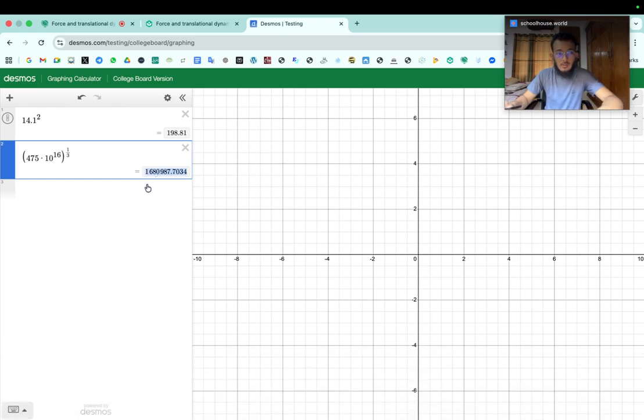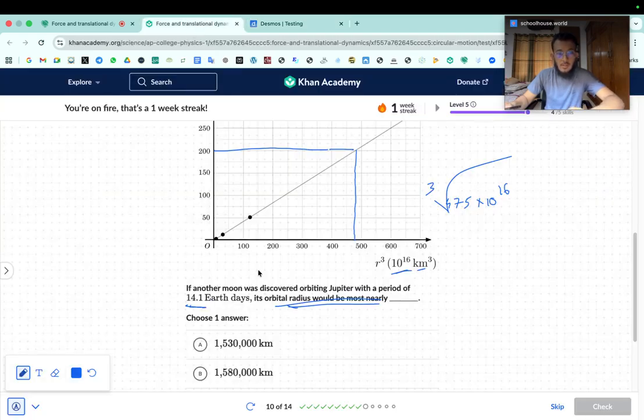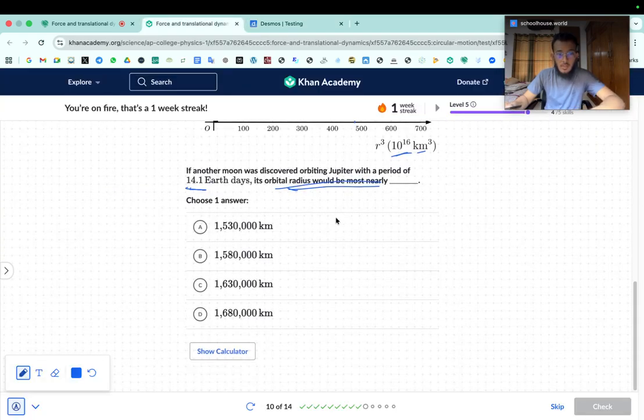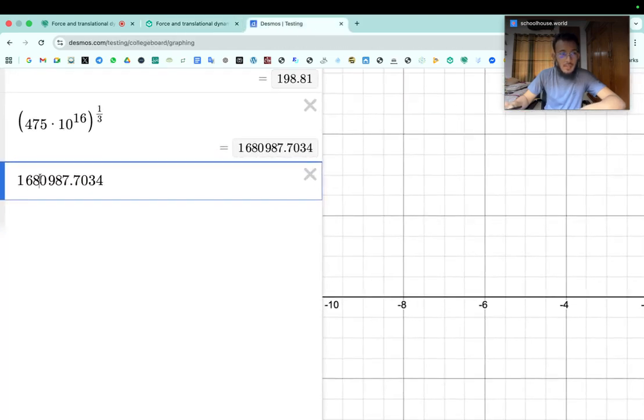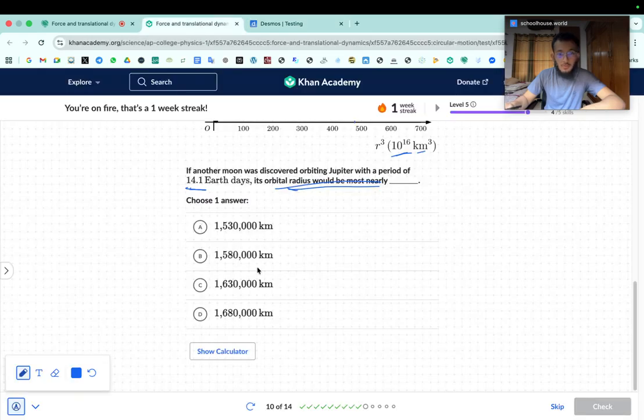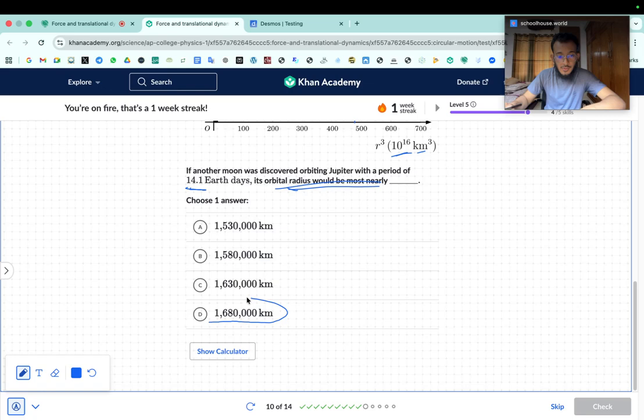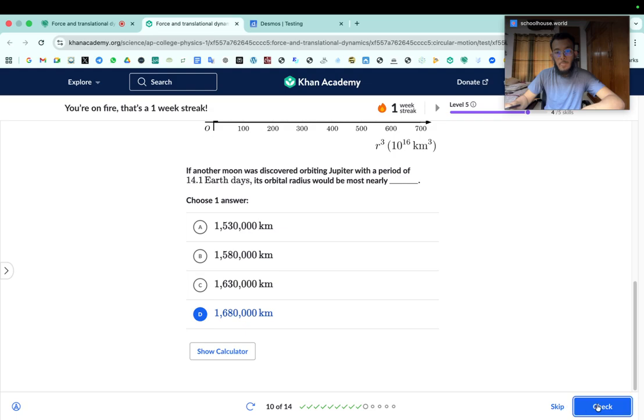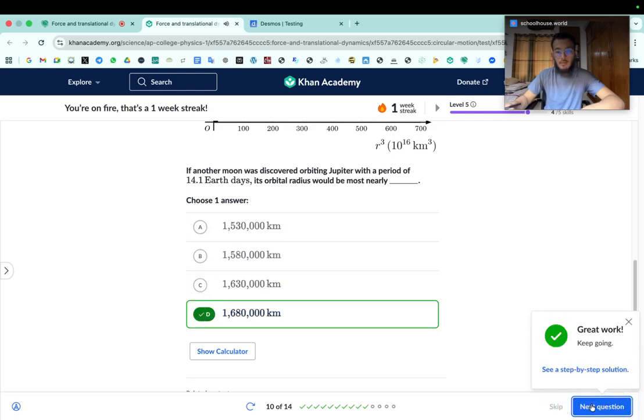And this is the answer, but we have to round it to three significant figures. If we do so, what do we see? It's 168, and then we have four zeros. So this is our answer, D. There we go.